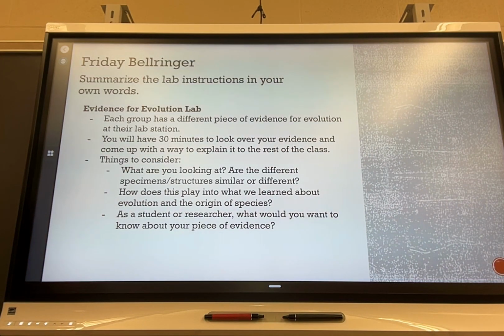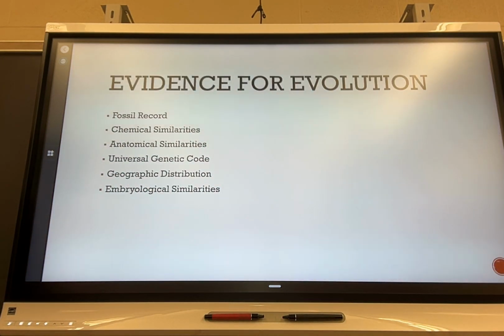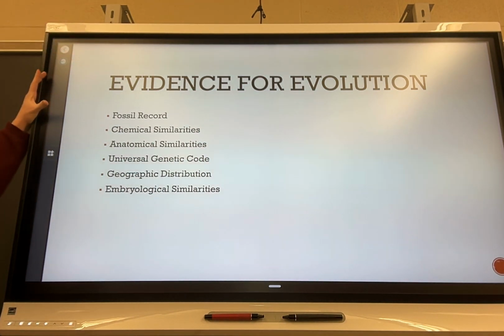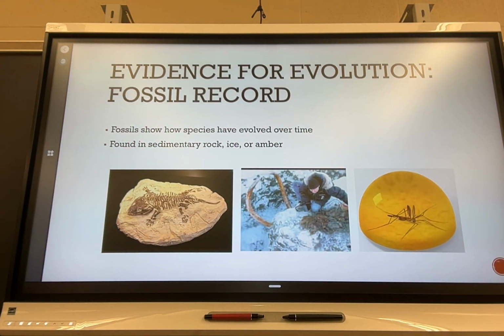The evidence we have is very broad. We have a lot of different things that support evolution. We have the fossil record, chemical similarities, anatomical similarities, the universal genetic code, geographic distribution, and embryological similarities. So going through, the first one is the fossil record.